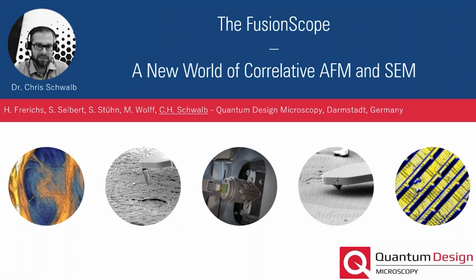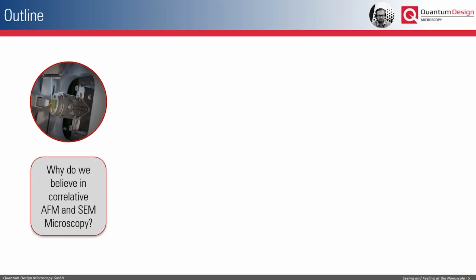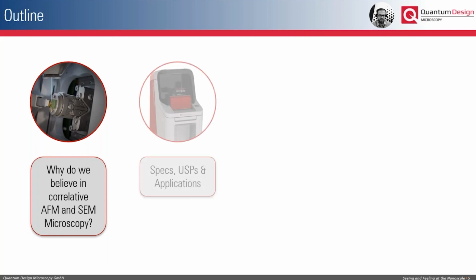Before I go into the details, let me briefly tell you about the outline of the presentation. In the beginning, I want to give you a short motivation. Why do we believe that the combination of AFM and SEM in one tool is so beneficial for your research? Then I will spend some time talking about the details of the FusionScope system, tell you something about the specifications, some USPs, and then of course also show you some applications that you can perform with the FusionScope system.